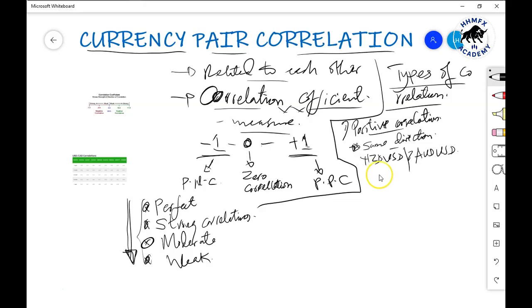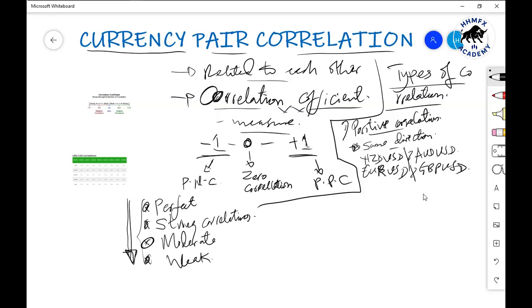Positive correlation is also seen between EURUSD and GBPUSD. They have a positive correlation which is very strong in a weekly time frame. EURUSD and GBPUSD show a strong correlation in a weekly time frame. So those are the common examples of currency pairs that show positive correlation.